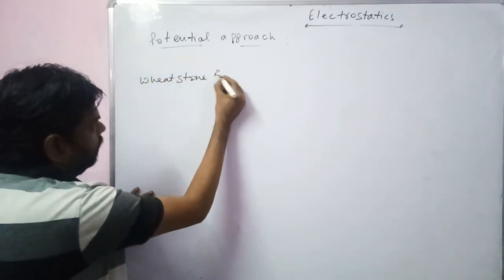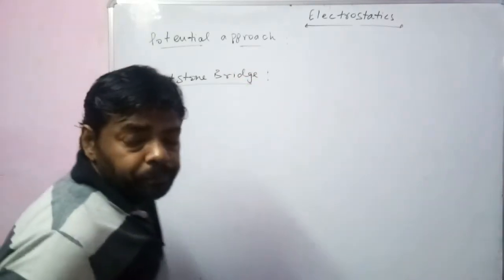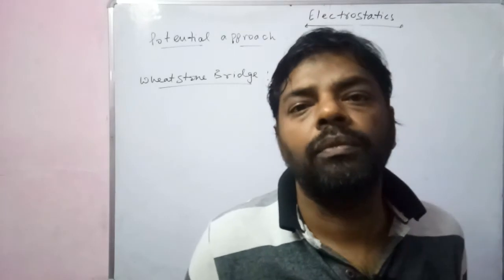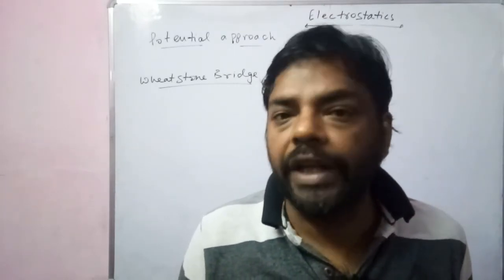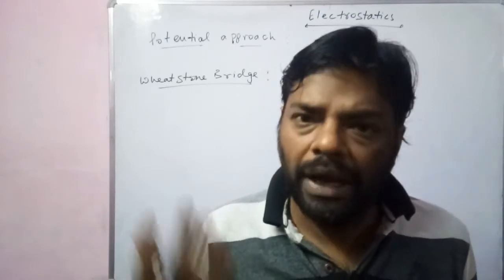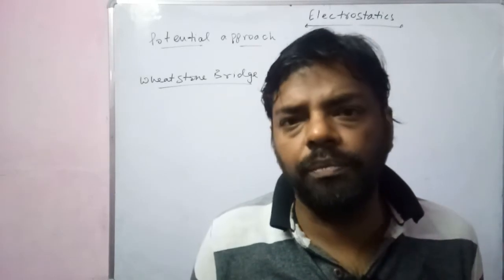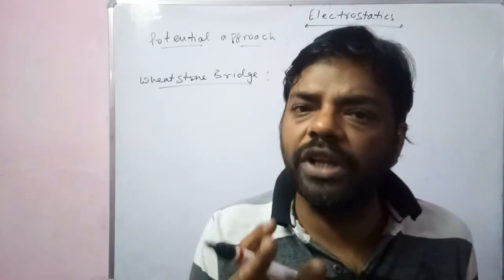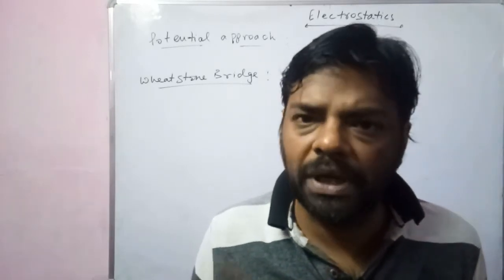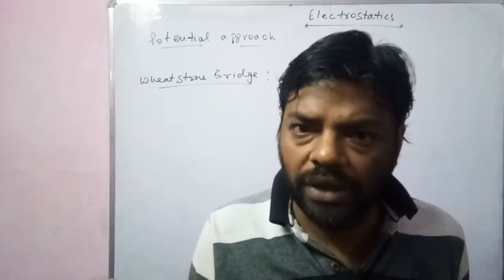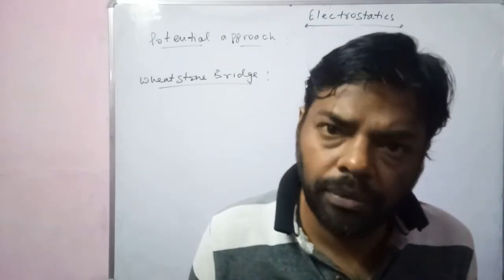Wheatstone bridge. Remember, the Wheatstone bridge is the combination of 5 circuit elements. Okay? Now, we are discussing the concept of capacitors. So, in this particular circuit, I will use the capacitors as the circuit components. But in the next chapter, current electricity, the resistors can also be used instead of capacitors. Okay?